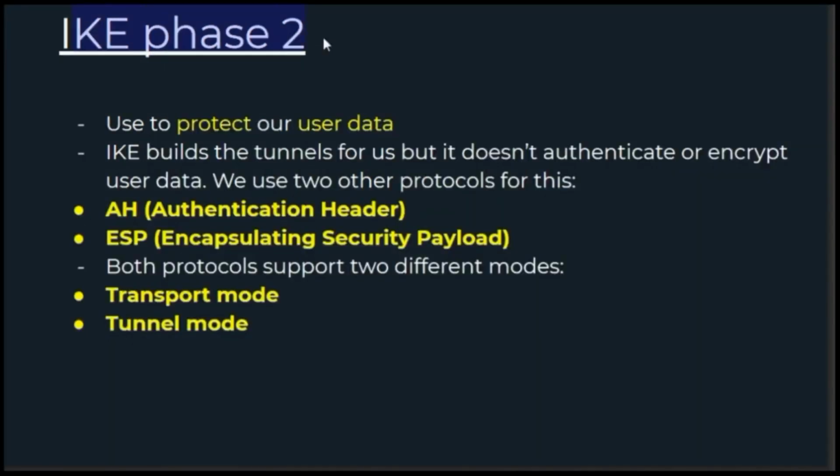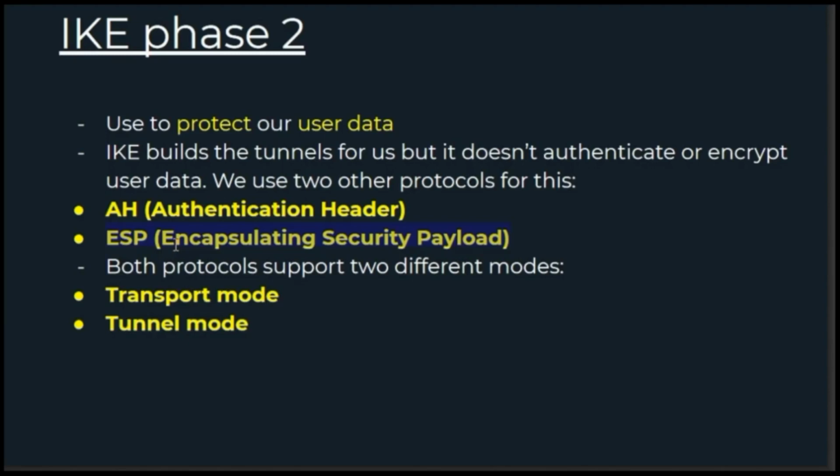Now IKE phase 2. Once IKE phase 1 is complete, we have IKE phase 2 that we can use to protect our data. This user data will be sent through IKE phase 2. IKE builds the tunnel for us, but it doesn't authenticate or encrypt user data. So we use two other protocols, Authentication Header and ESP, Encapsulating Security Payload. AH and ESP both offer authentication and integrity, but only ESP supports encryption. Because of this, ESP is now the most popular choice for IPsec VPN.